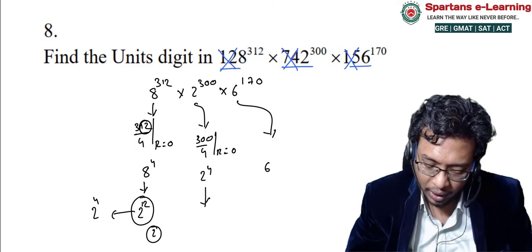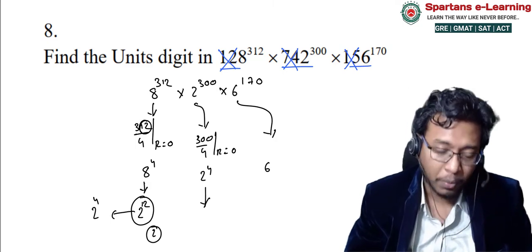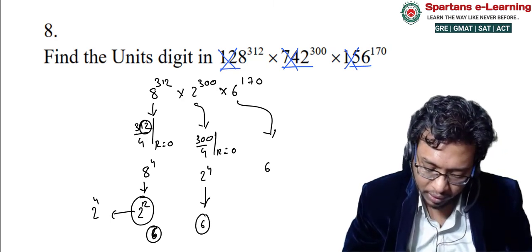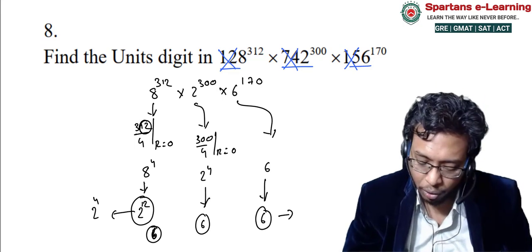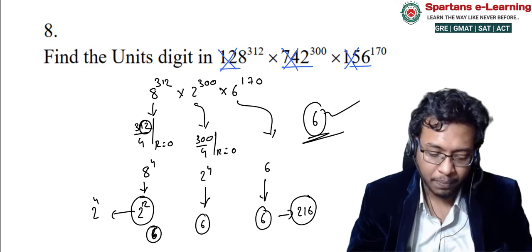So here again last digit, 2 power 3 is 8, 2 power 4 will be 6 here. Again 2 power 4 is 6. Again this will be 6. Right? Now 6 cube is 216. So units digit will be 6 for this question. That's it. Right? Simple.